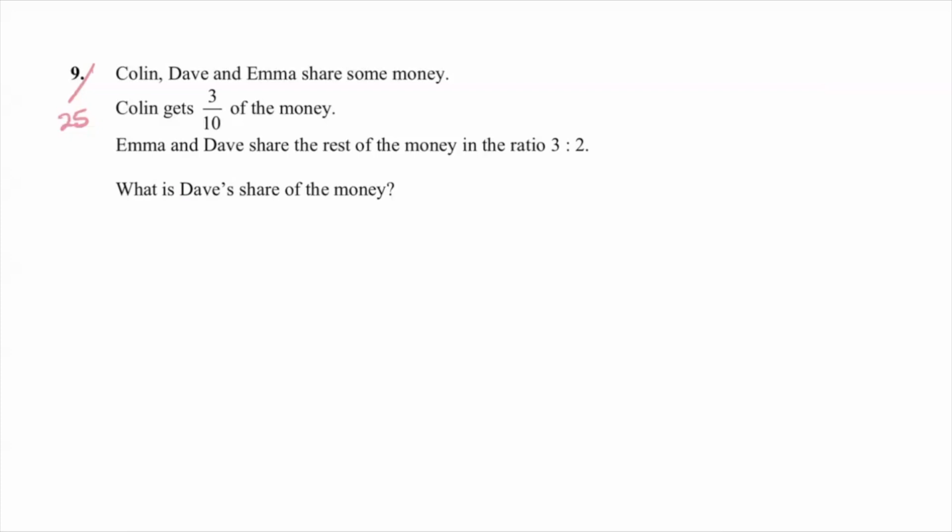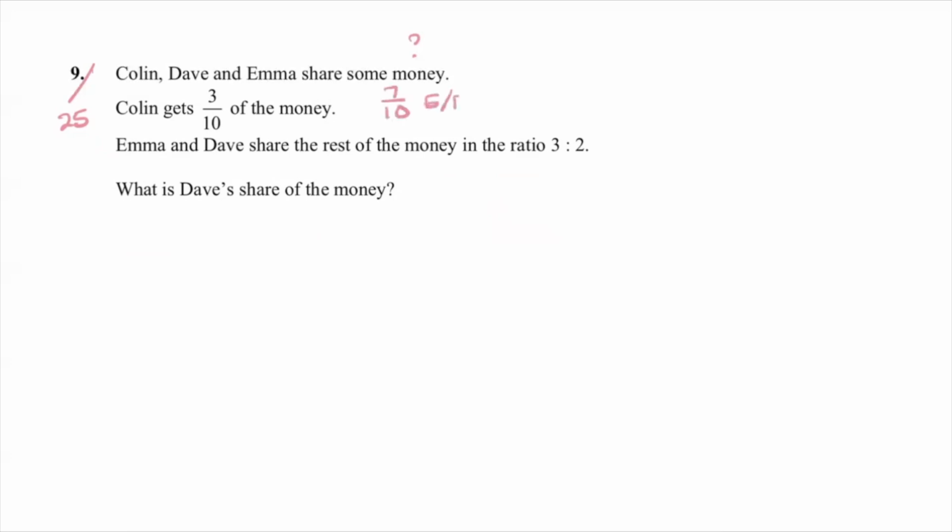Okay, so we've got a crossover question. It's got fraction and ratio kind of screaming out of the question, hasn't it? So we've got Colin, Dave, and Emma sharing some money. We don't know how much money that is. We could put a question mark for reminders, we don't know that. Colin gets 3/10, which means that Emma and Dave must get the other fraction. They must get 7/10.